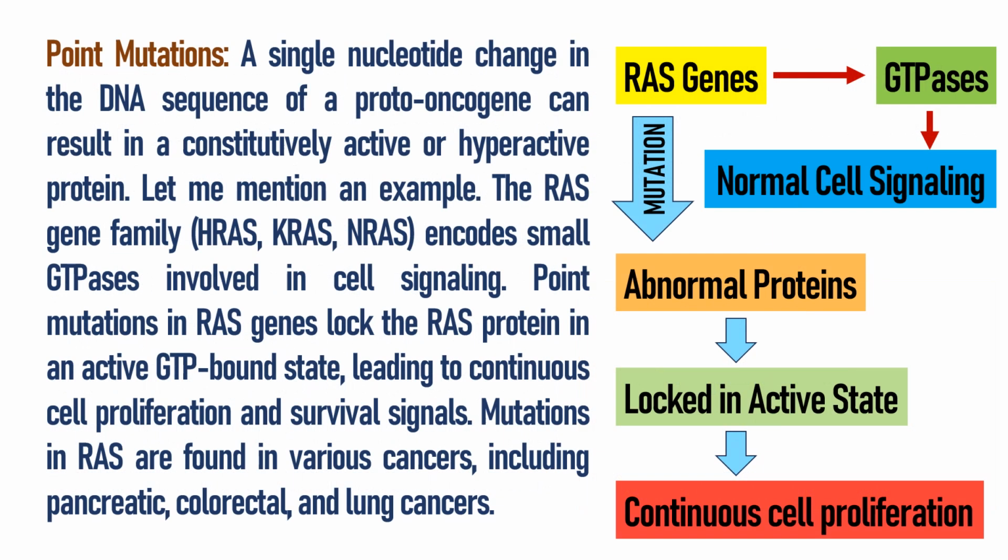Point mutations. A single nucleotide change in the DNA sequence of a proto-oncogene can result in a constitutively active or hyperactive protein. Let me mention an example. The RAS gene family encodes small GTPases involved in cell signaling. Point mutations in RAS genes lock the RAS protein in an active GTP-bound state, leading to continuous cell proliferation and survival signals. Mutations in RAS are found in various cancers, including pancreatic, colorectal, and lung cancers. Please go through the flowchart to understand better.